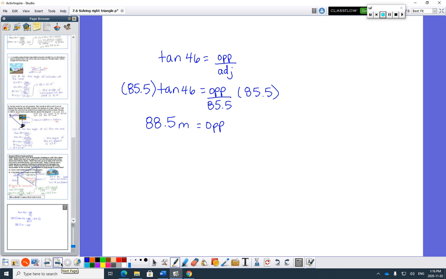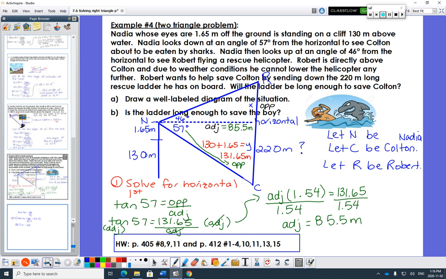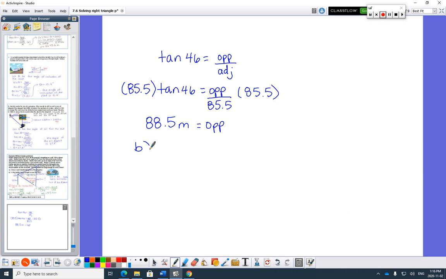So now we have this distance is 131.65. We're looking for this distance to add it because we want to see, is this total 220? So it's a tiny, teensy weensy bit longer than 220, but still, Colton, shark bait.